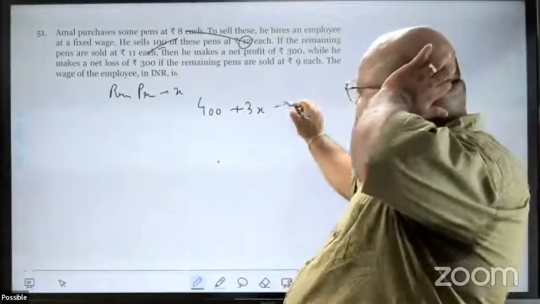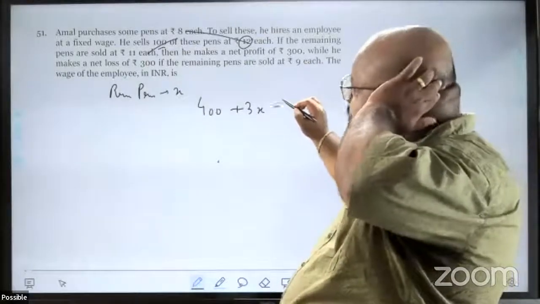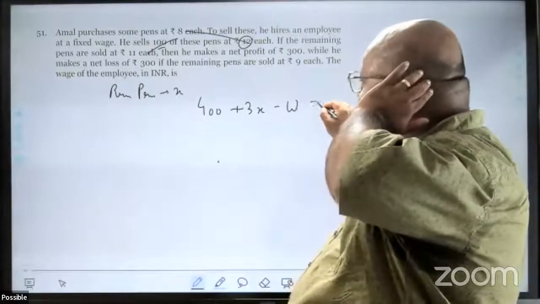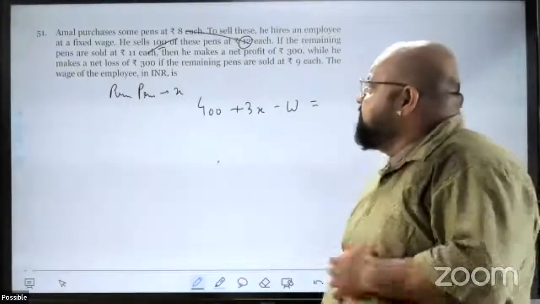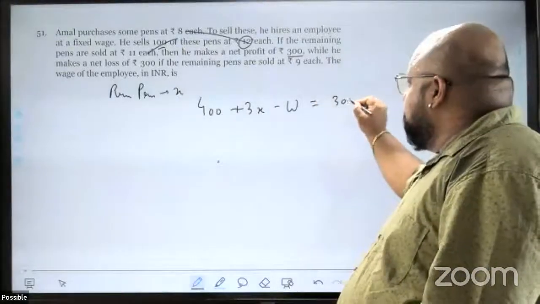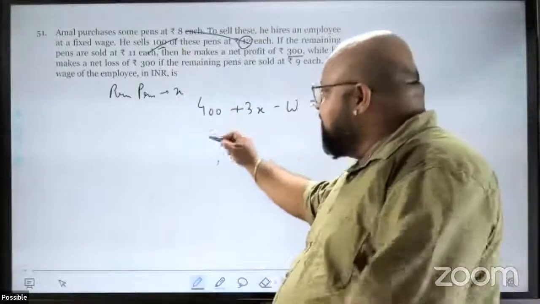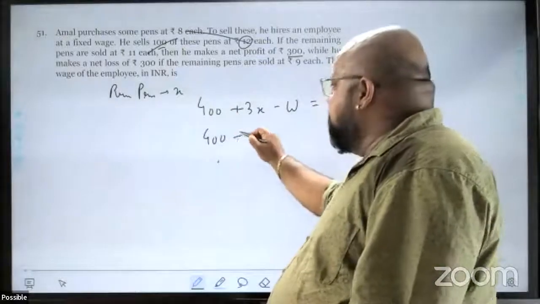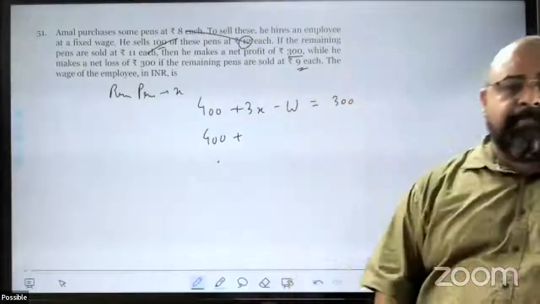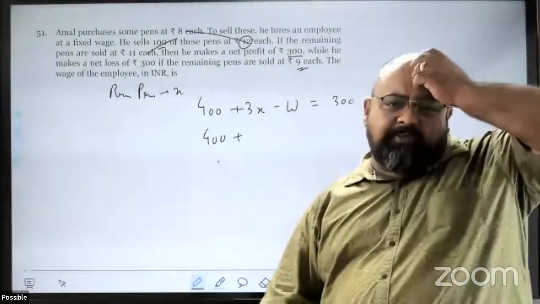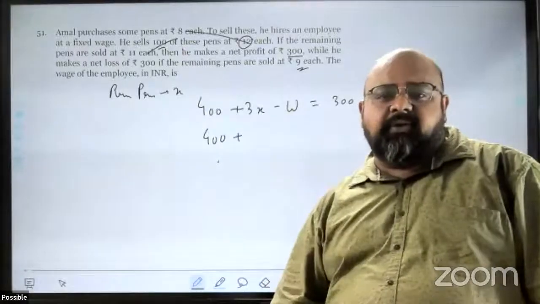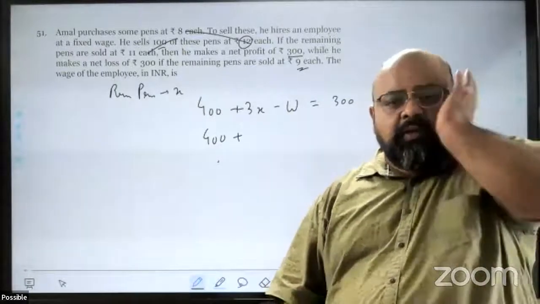From this, we subtract the wage of the employee. This should lead to the profit that he has left, that is rupees 300. Whereas in the second case, if he sells the remaining pens for 9 rupees each, basically a difference of 200 would happen, 2x would happen, and this would be equal to 600. X will come out to 300.